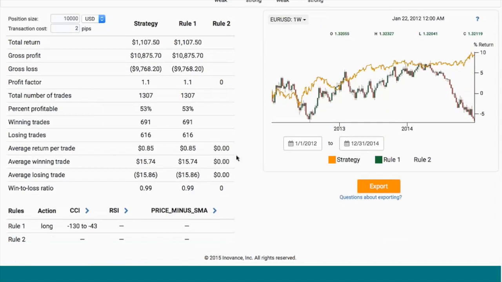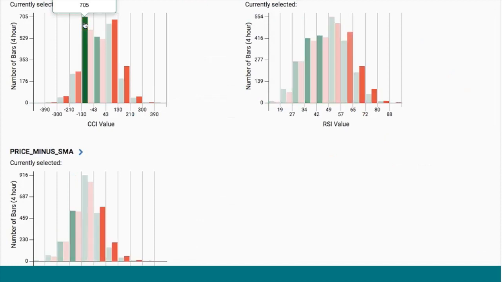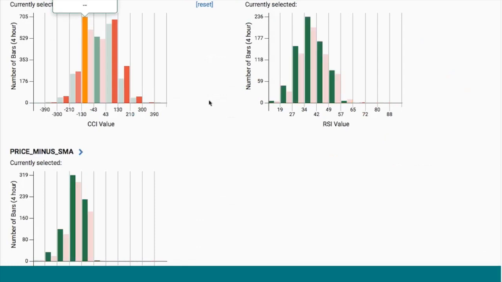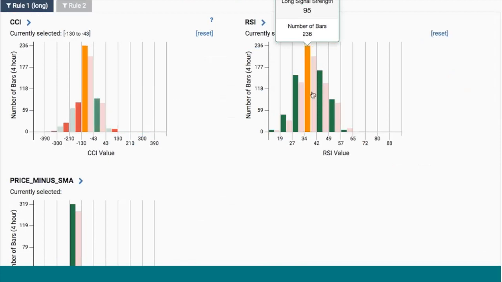But what's really interesting, and I'm not sure if you noticed, but once we selected our conditions for the CCI, we're able to see how that affected the other indicators. And so what our platform is great at, and what these algorithms are really good at, is finding the relationships between the inputs. So while the CCI is between -130 and -43, what patterns are we able to find in the RSI, for instance? So we can see here that there's a strong signal when the RSI is between 34 and 42, as well as 42 and 49.